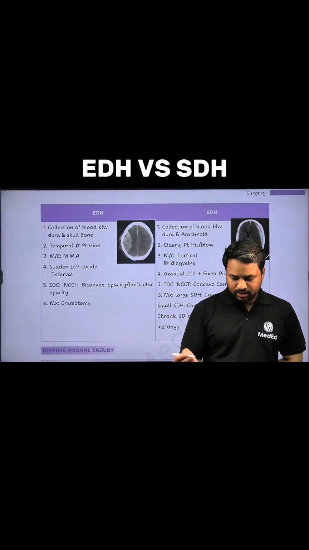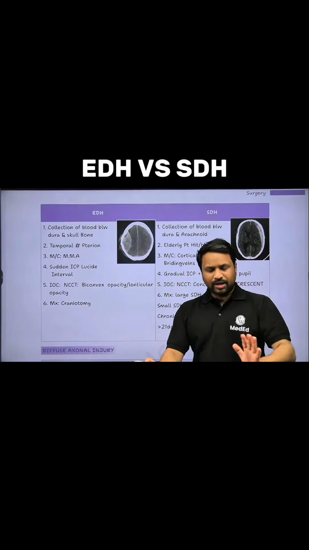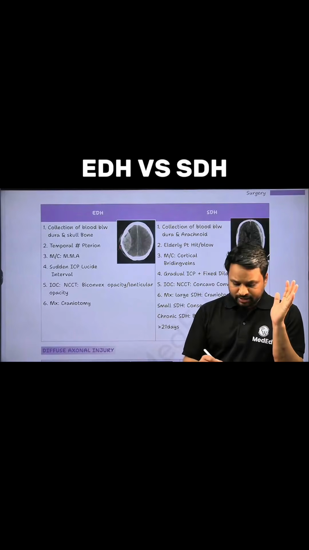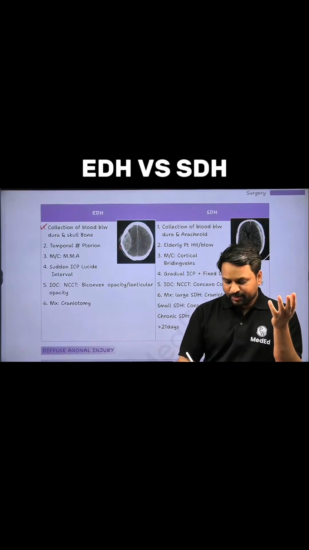Now, usually the question in trauma is EDH versus SDH. One important thing you need to understand: in EDH, it is going to be an arterial bleed. SDH is going to be your venous bleed, right? EDH is a collection of blood between the dura and the skull bone. Here, it is between the dura and the arachnoid membrane.